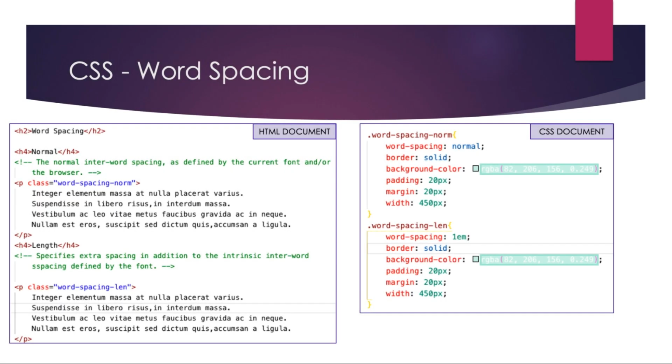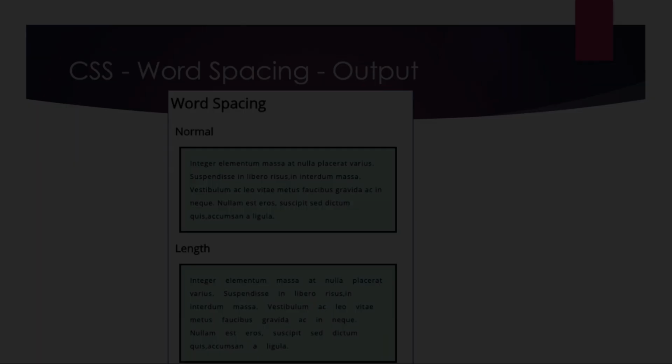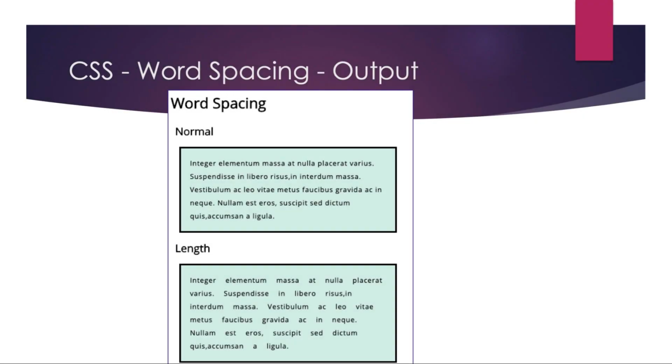And now we have word spacing. So we'll use normal and the length variety. The normal inner word spacing is used with normal as defined by the font and the browser that you're using. And then length specifies extra spacing in addition to the intrinsic interword spacing defined by the font. So we'll see what they look like. And as you would suspect, in the length version, there's a lot more space in between the words. So if you need that effect, that's how you accomplish it.